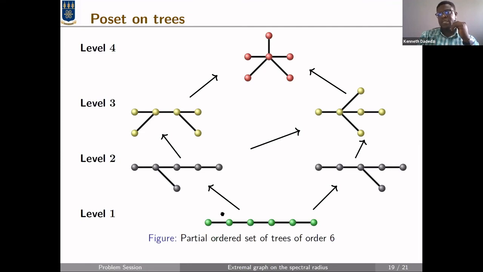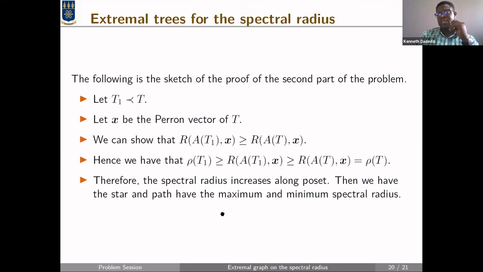And we can actually show that if T1 is obtained from T, and if you let S be the Perron vector of T, then we can use the Rayleigh quotient. We can show that the Rayleigh quotient of T1 with this vector is greater than that of T with that vector. So we find out that the spectral radius of T1 is also greater than that of T.